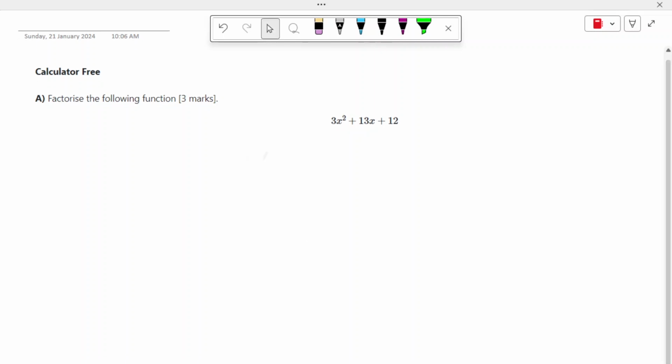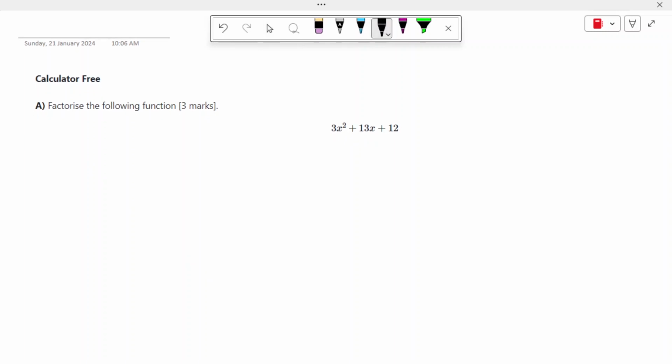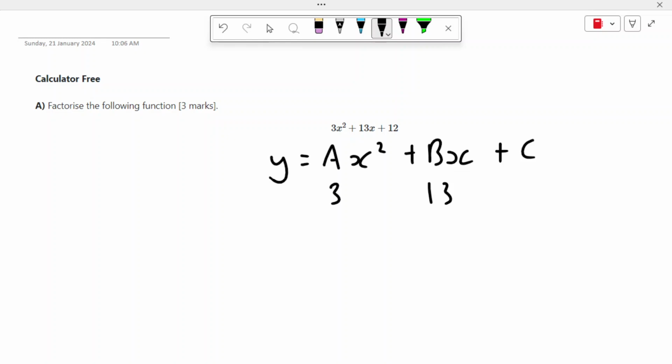We have this standard equation, right? It's got an A there, it's got a B, and it's got a C. So we can see that A has to be the 3 bit, 13 has to be the B bit, and then 12 has to be the C bit. Okay? So the factors of A and C that add to B.